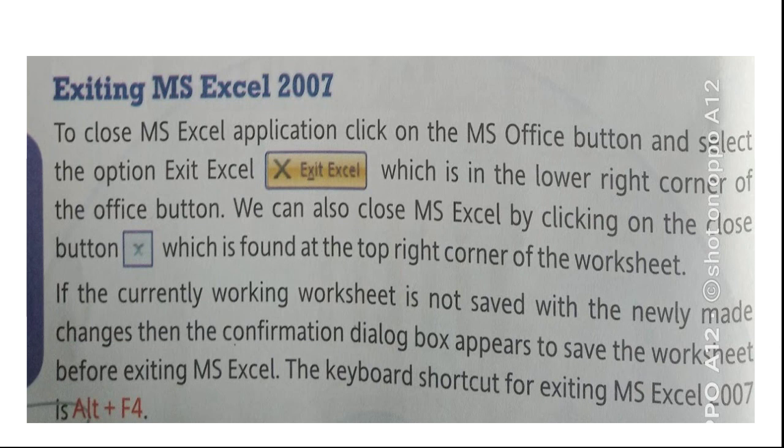If the currently working worksheet is not saved with the newly made changes, then a confirmation dialog box appears to save the worksheet before exiting MS Excel. It will ask you to save the Excel file before leaving. The keyboard shortcut for exiting MS Excel 2007 is Alt F4. Simultaneously pressing Alt and F4 will exit the Excel sheet.